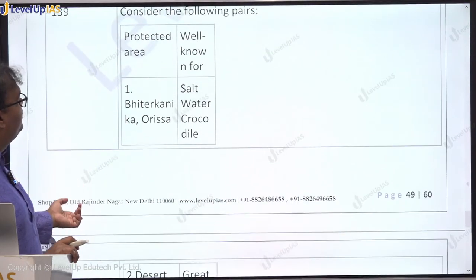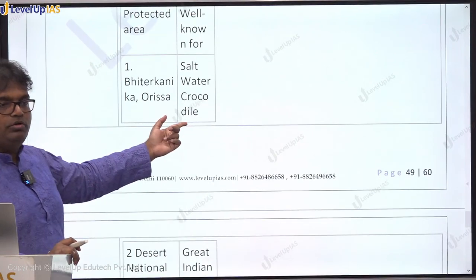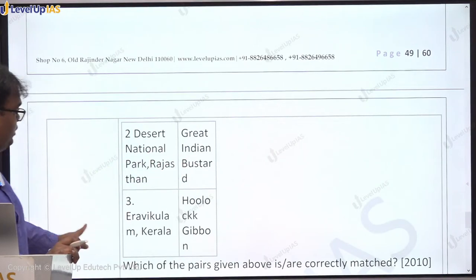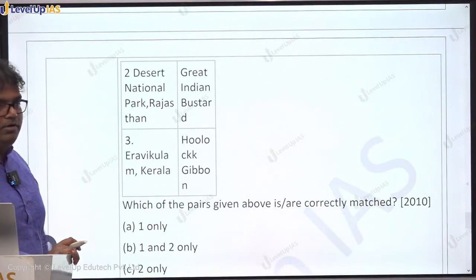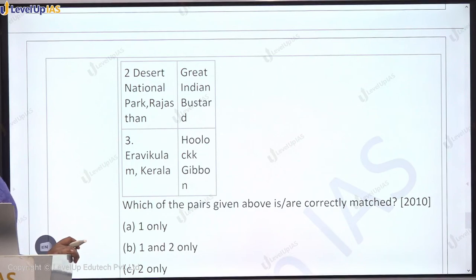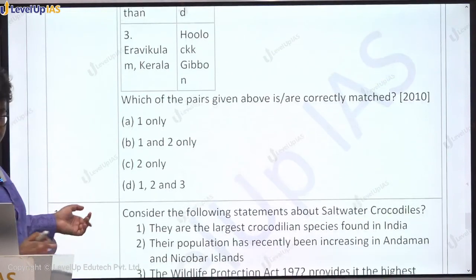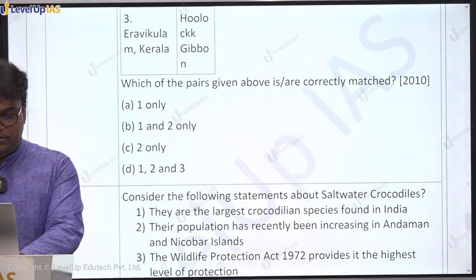139. Bhitarkanika, is it known for saltwater crocodile? Yes. Desert National Park for Great Indian Bustard. Okay. Eravikulam, Hoolock Gibbon. Hoolock Gibbon nahi. Hoolock Gibbon Northeast India mein milega. Hai na? 1 and 2. B. 139 ka B. 139 ka B.